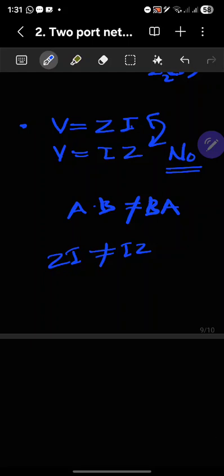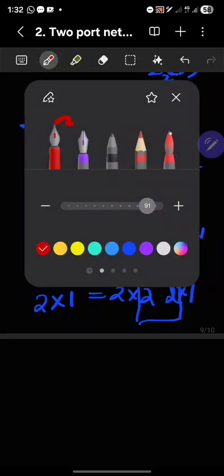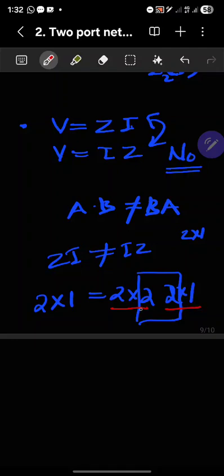We know, in order to multiply, V is a matrix with two rows and one column, so we can write it as a 2 by 1 matrix, and Z is a 2 by 2 matrix, and I is, sorry, a 2 by 1 matrix. I and V are 2 by 1 matrices. So in order to multiply two matrices, the number of columns of the first matrix should be equal to the number of rows of the other matrix. These two should be equal, then only matrix multiplication is possible.